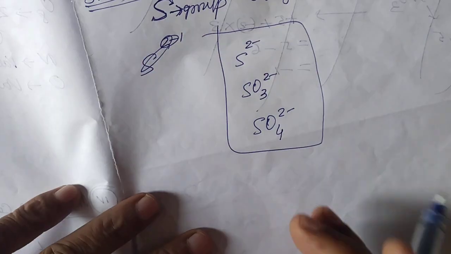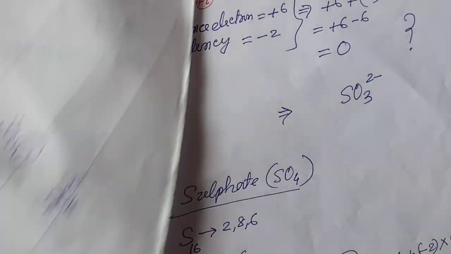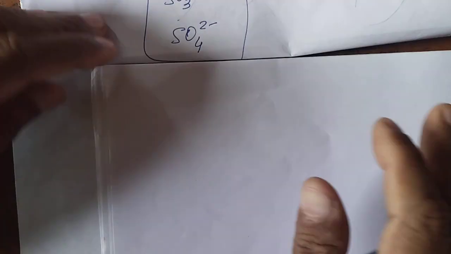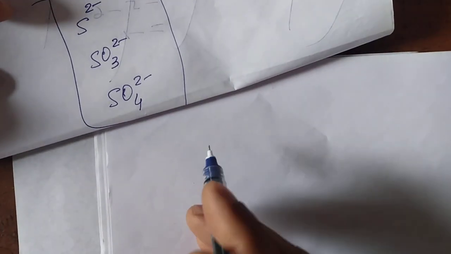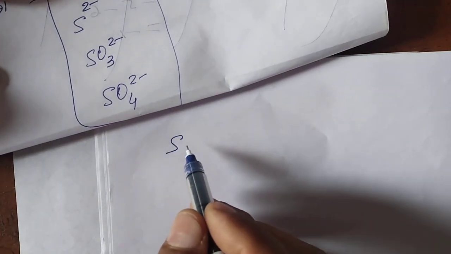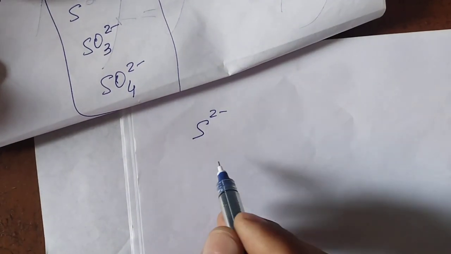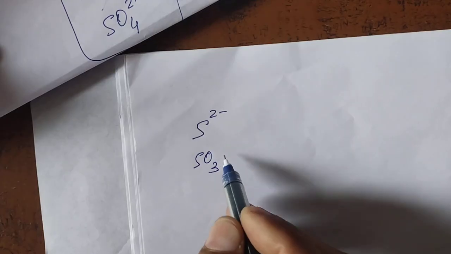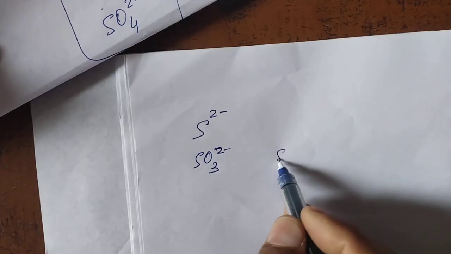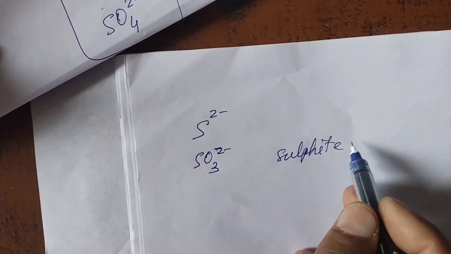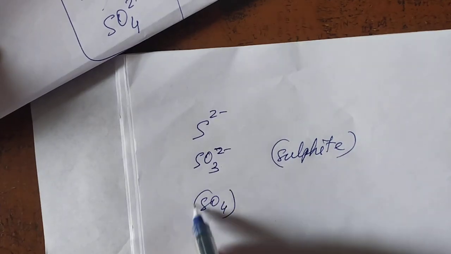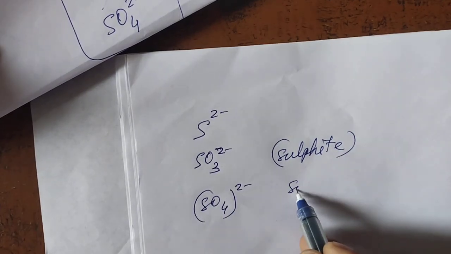I'll discuss here the sulfur compounds. The problem with sulfur compounds: sulfur valency is -2. Sulfur has different compounds. SO3 is called sulfite, 2 negative. SO4 is sulfate, also 2 negative.